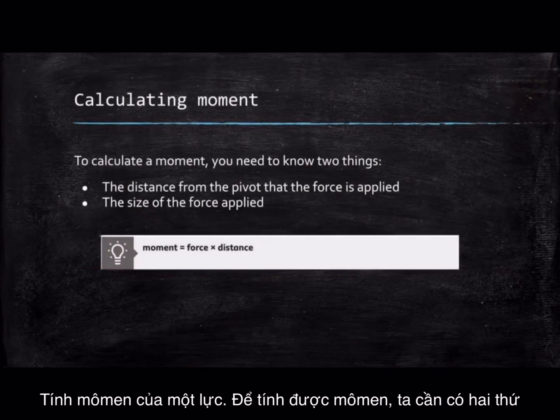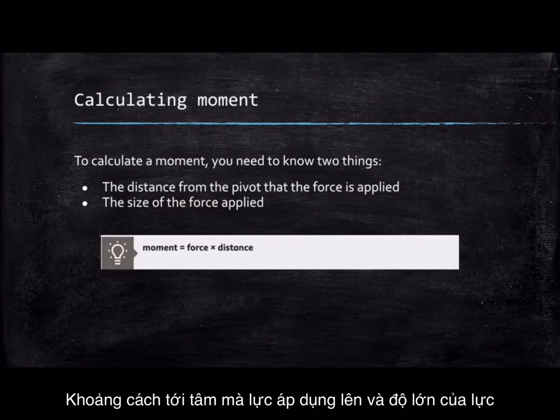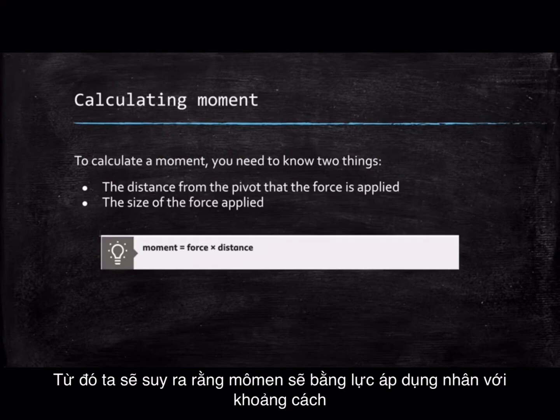To calculate a moment, you need to know two things: the size of the force applied, and the distance from the pivot that the force is applied. So that means the moment is equal to the force multiplied by the distance.